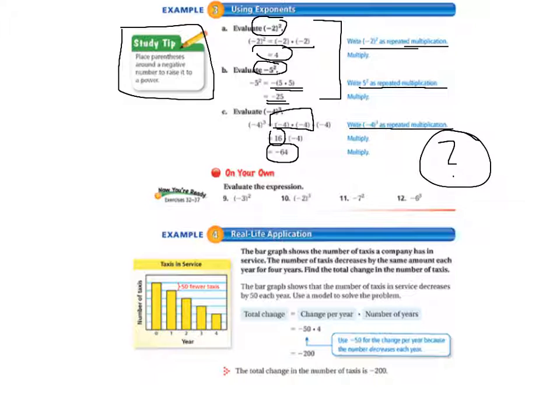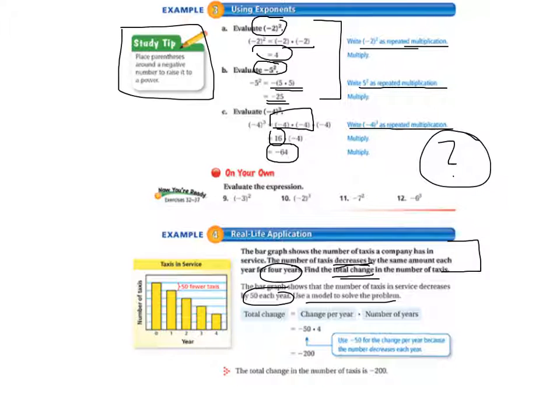Let's move on to example 4, which is a real-life application. The bar graph shows the number of taxis a company has in service. The number of taxis decreases by the same amount each year for 4 years. Find the total change in the number of taxis. So the bar graph shows that the number of taxis in service decreases by 50 each year. We're going to use a model to solve the problem.